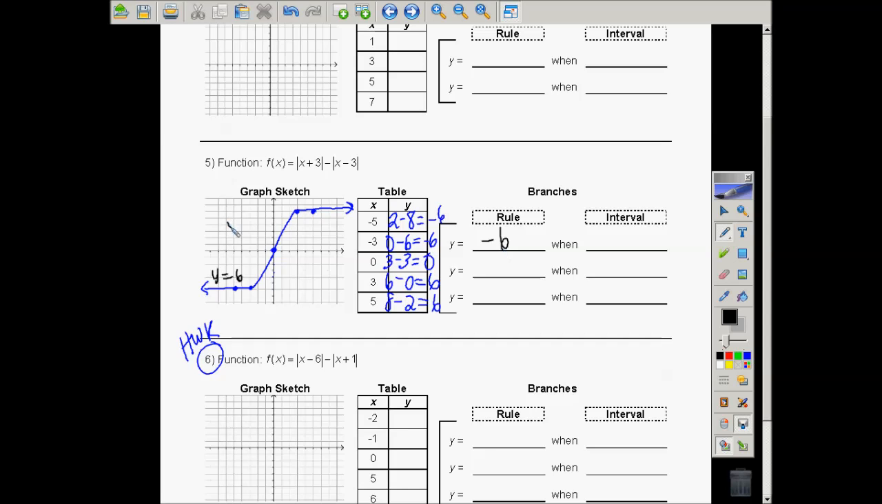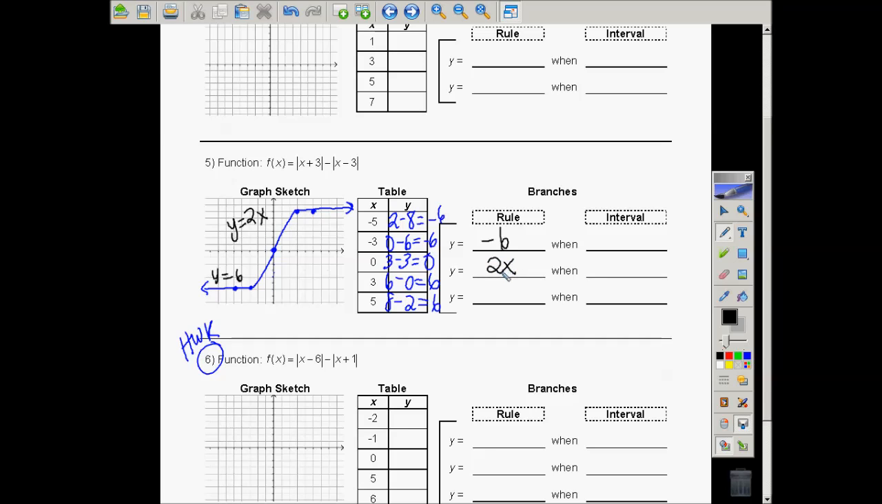So what's my slope? 2. It's rise over run. I'm just going to go all the way up 6 and go over 3. 6 divided by 3 is 2. And then my intercept is at 0. So do I need to write it? Nope. So y equals 2x.